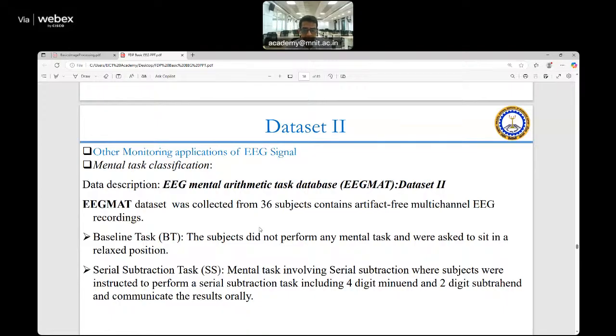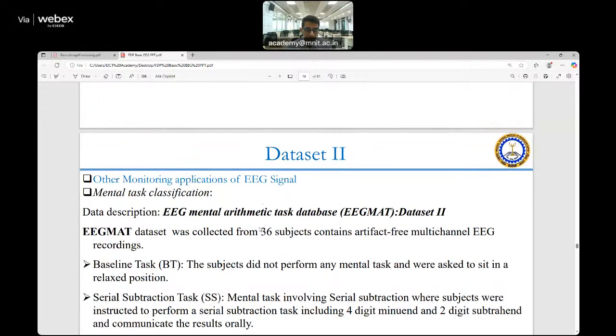So the EEG mental arithmetic task data set 2 was collected from 36 subjects and contains artifact-free multi-channel EEG recordings. In the baseline task, the subject did not perform any mental task and sat in a relaxed position. Serial subtraction task: a mental task where subjects were instructed to perform serial subtraction involving a 4-digit minuend and a 2-digit subtrahend, and communicate the results orally.